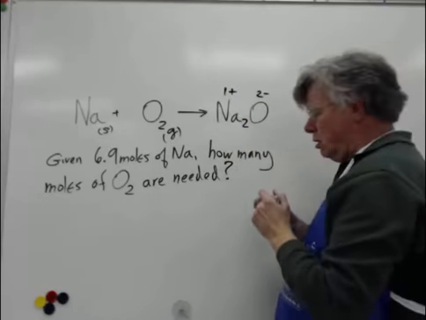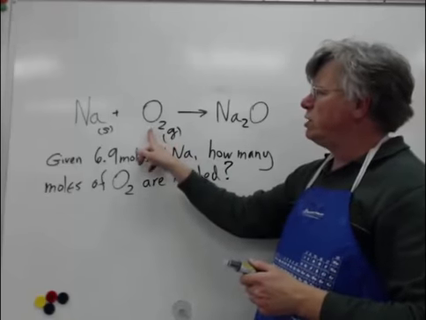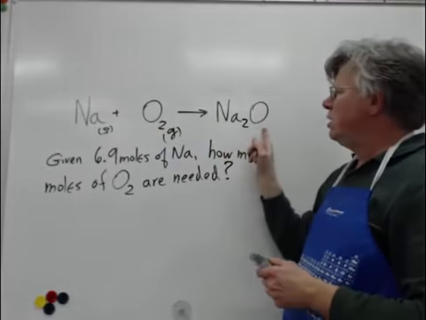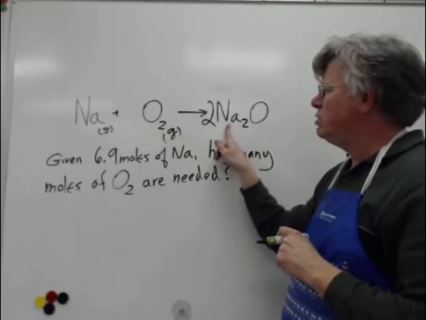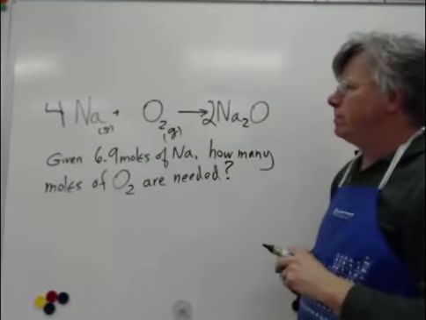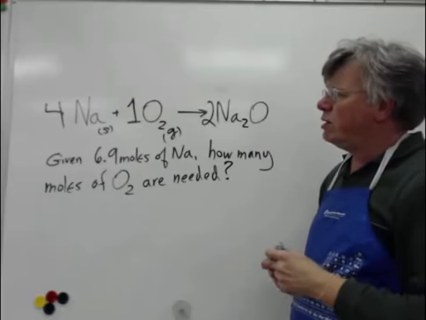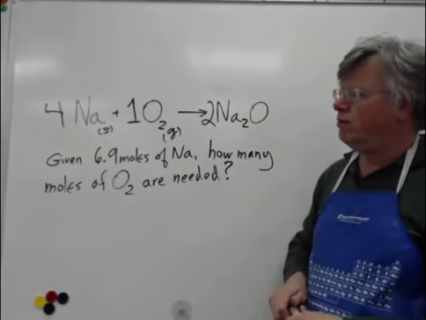I've double-checked them. Now I need to balance the chemical equation. Because I have 2 oxygens on this side and 1 oxygen on this side, I really need to put a 2 here. Okay, now I have 2 oxygens and 2 oxygens. Now I have 2 times 2 are 4 sodiums, so I need to put a 4 in front here. Now it doesn't have to be written, but because we're talking about mole ratios, I'll put a 1 in front of there to show that it's going to be a 4 to 1 to 2 ratio here.